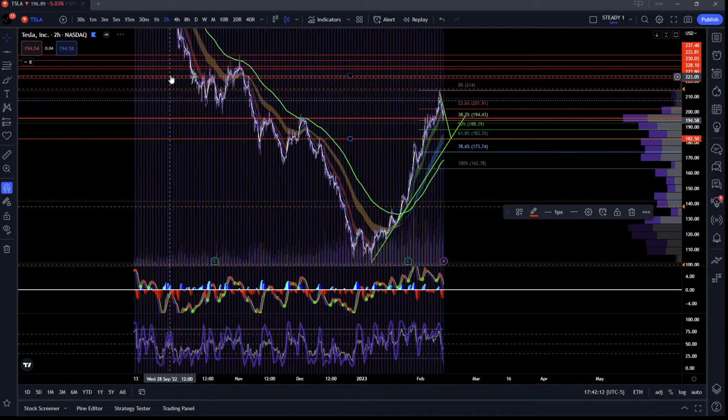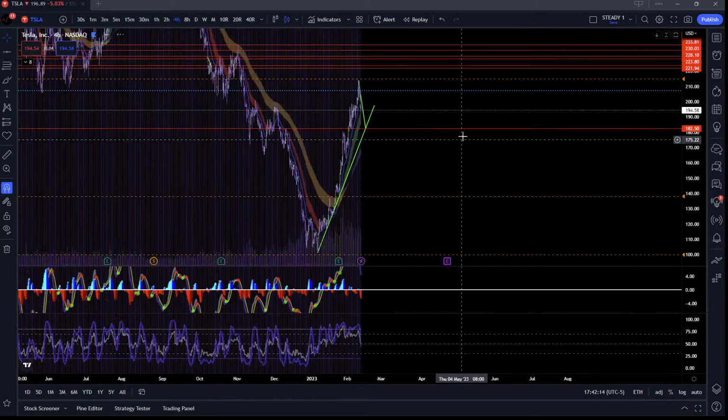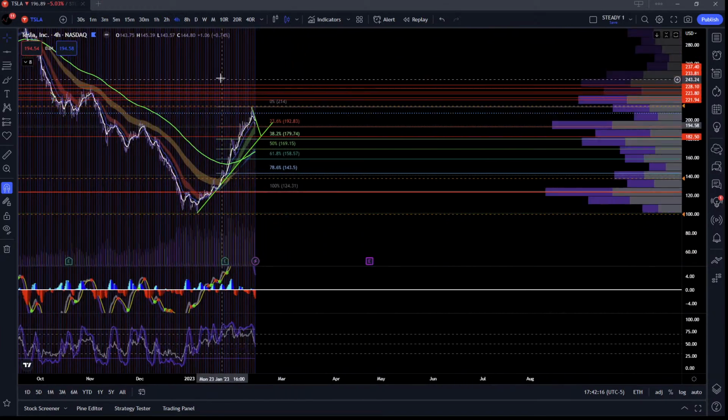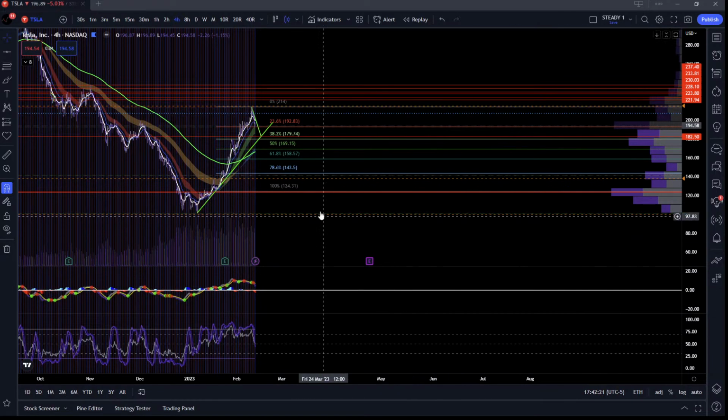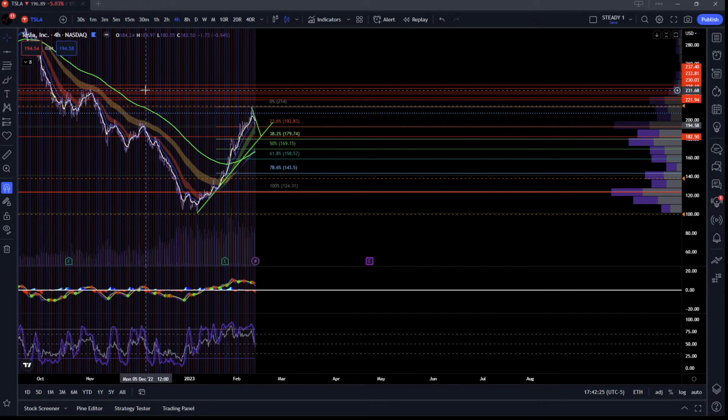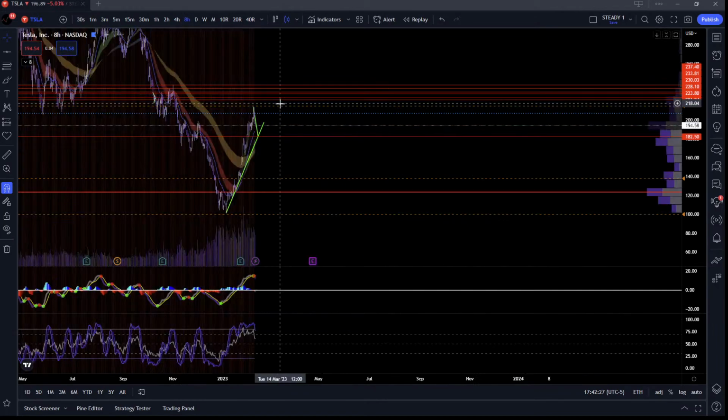Let me see if I missed anything on Tesla, by the way. It's always a good idea to take a look at the larger charts if that's what you're looking for. That cup and handle formation is what I think most likely is going to happen based off of how the chart is looking at the moment.